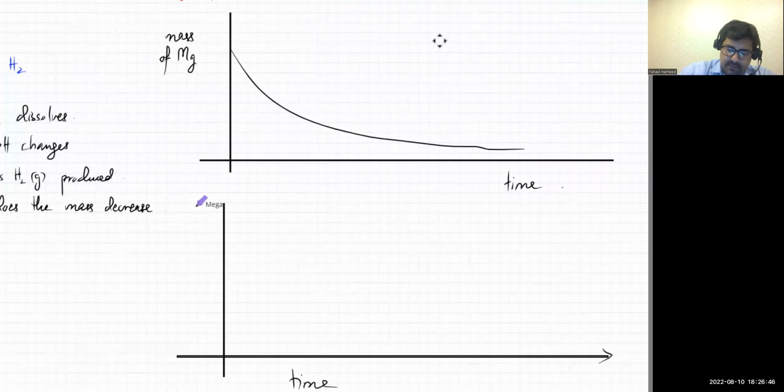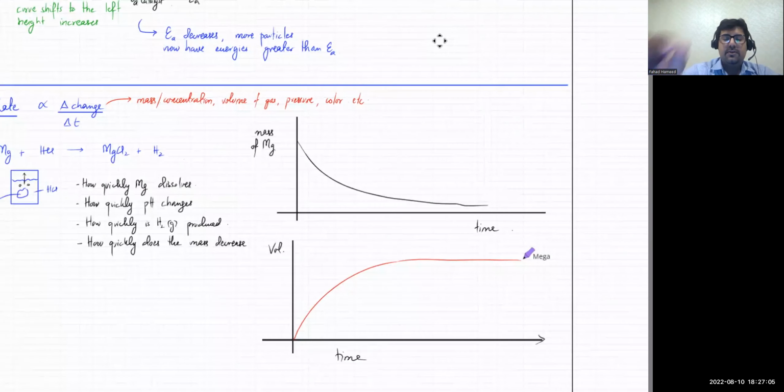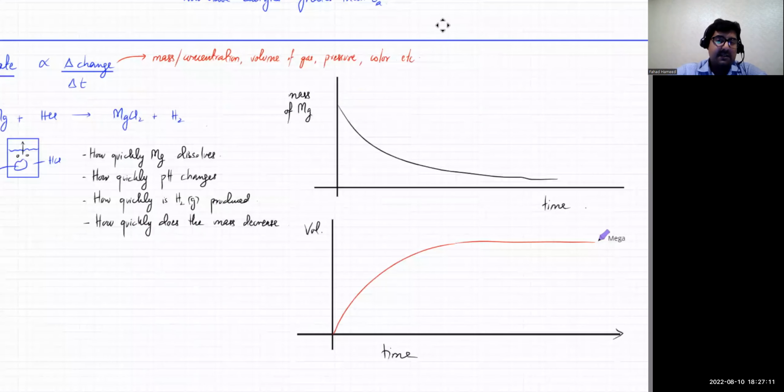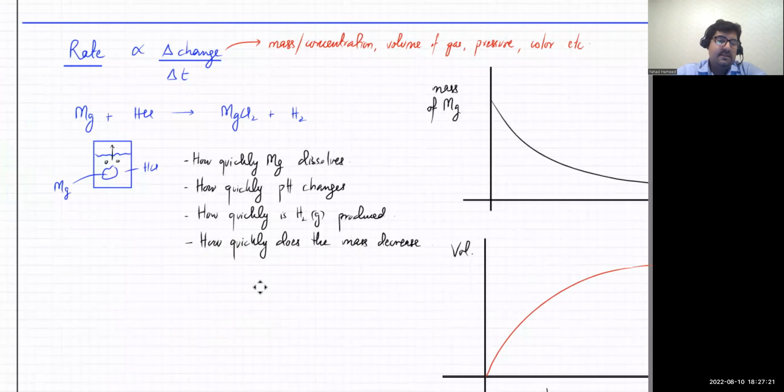So if I plot volume over here, on that graph, initially there's no H2 gas, but then all of a sudden the H2 gas increases, and it should eventually become constant, right? So it doesn't really matter what the change is, whether it's increasing or decreasing, as long as something is changing. How quickly does the mass overall decrease? That's something that we wrote over here.